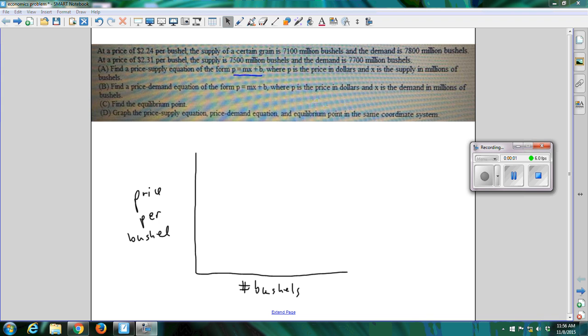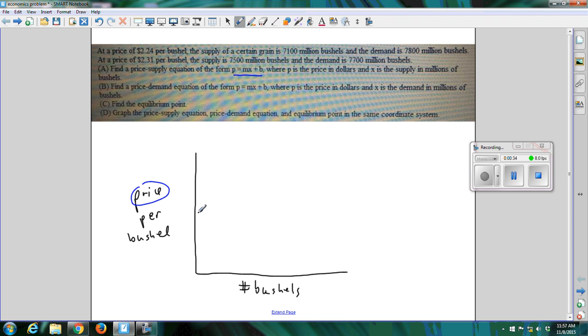Before I get into the nitty-gritty of solving this problem, I just want to give you an overview, a big picture of the problem and of the math behind it. On the economics side, the price of something depends on how much of that something is available, which is the supply, and the price also depends on the demand.